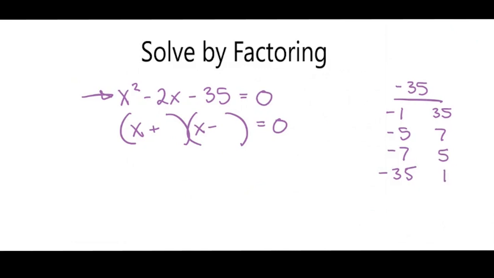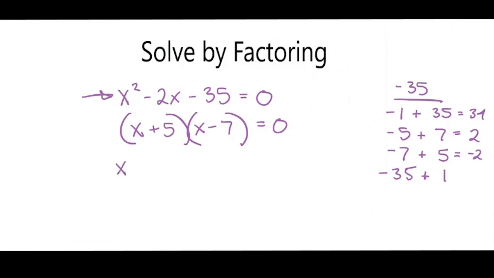So what we're looking for here is a negative 2. Which combination here, when I add them, will produce a negative 2? Well, negative 1 plus 35 is 34. Negative 5 plus 7 is positive 2. Well, we're looking for a negative 2, so that's not it. But negative 7 plus 5 will equal a negative 2. And that's what we're looking for, negative 2. So that means that our x minus will be 7 and our x plus will be 5.